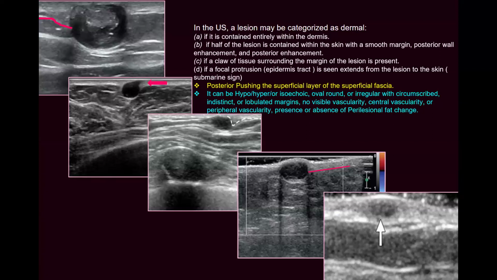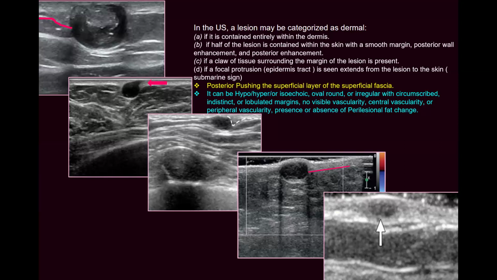Sorry, the lesion can be hyperechoic or isoechoic, and it can be oval, round or irregular, can be circumscribed, indistinct, or loculated, can be without vascularity, with central or peripheral vascularity, can be with presence or absence of perilesional fatty changes and edema. It depends on which type of lesion, and whether the lesion is inflamed or not.